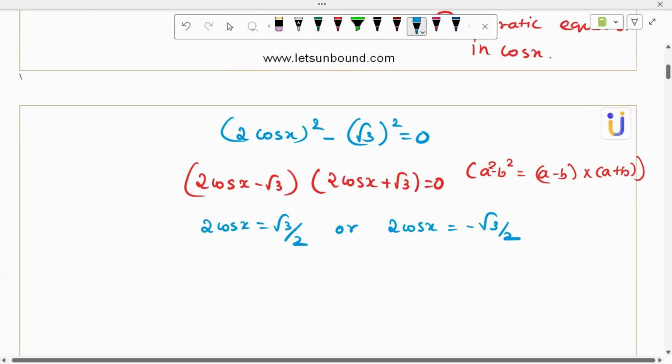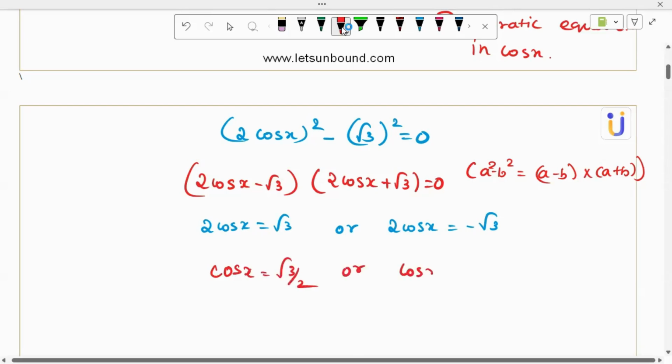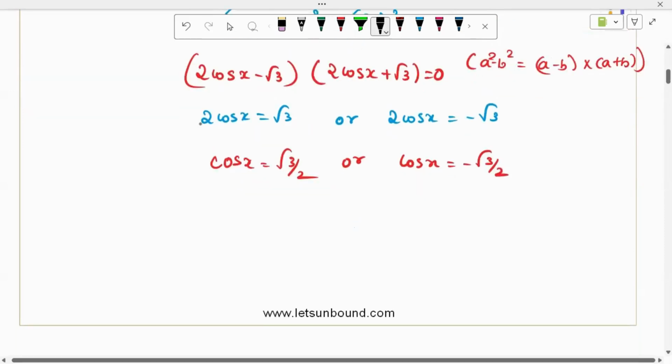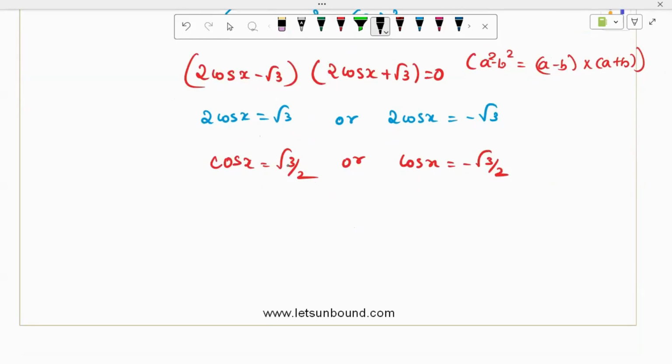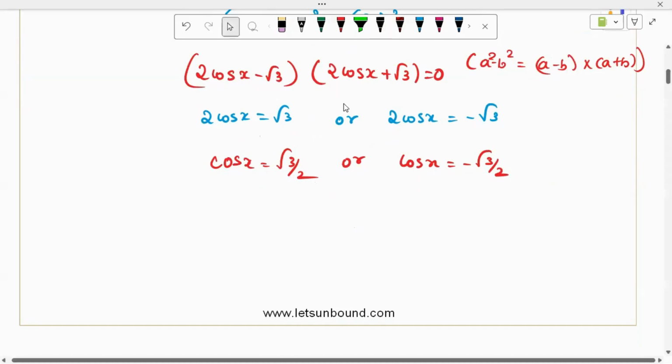Solving further, cos x, wait, actually this 2 is not there. So cos x is equal to root 3 over 2 or cos x is equal to negative root 3 over 2. Now, to solve this, this value should be memorized. At which angle will cos be root 3 by 2? The principal angle in the first quadrant. Cos will be root 3 by 2 at this particular angle, 30 or 60. Let's check.